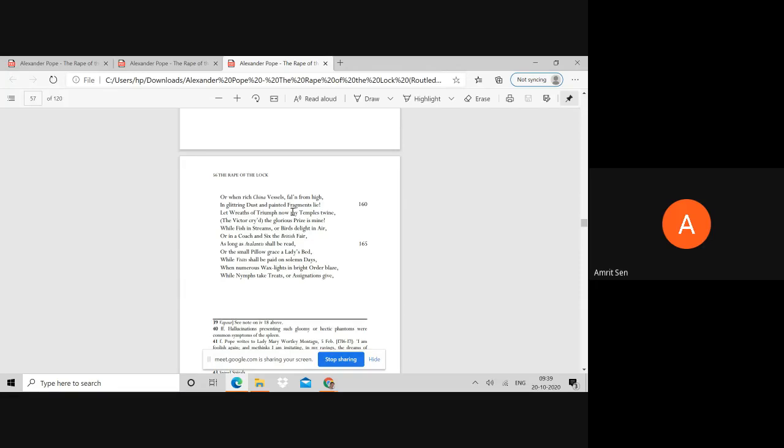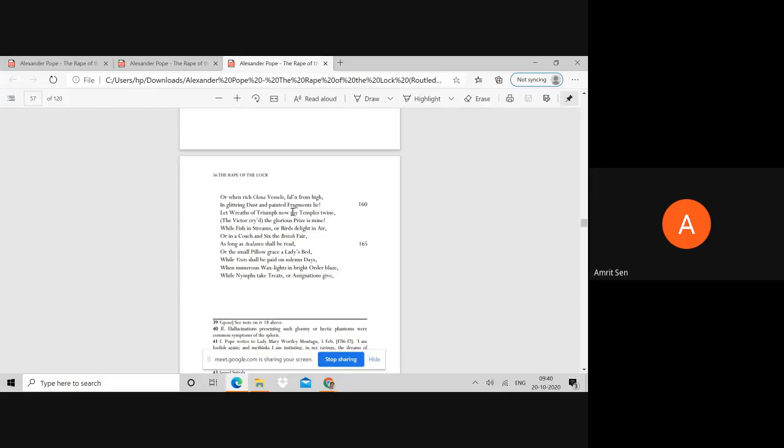Let wreaths of triumph now my temples twine, the victor cried, the glorious prize is mine. This is the epic scream of the victor hero. It almost reminds you of Achilles' scream after he has killed, and therefore the Baron screams that he now has the prize. The prize here obviously means Belinda's hair, but very importantly, it could also mean the possession of Belinda's body.